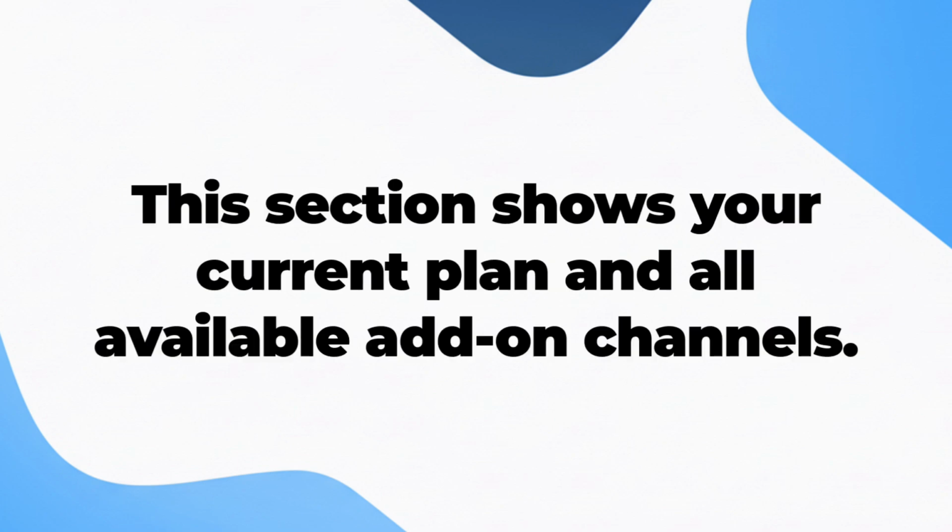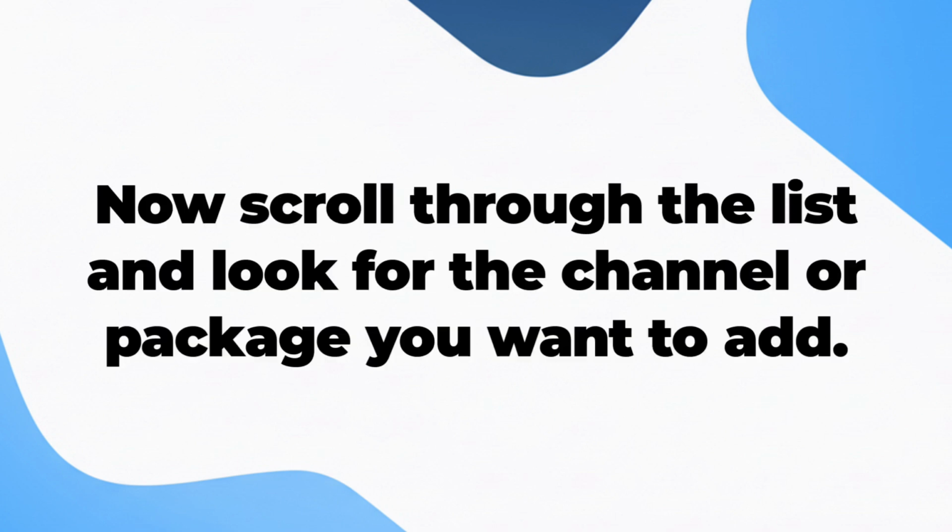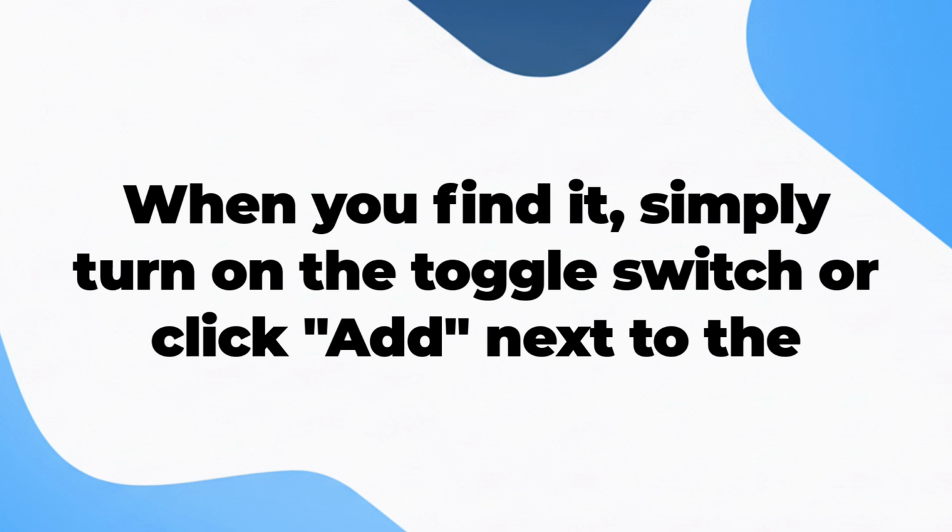This section shows your current plan and all available add-on channels. Here you'll find networks like HBO Max, Showtime, Sports Plus, 4K Plus, and many others. Now scroll through the list and look for the channel or package you want to add. When you find it, simply turn on the toggle switch or click Add next to the channel name.